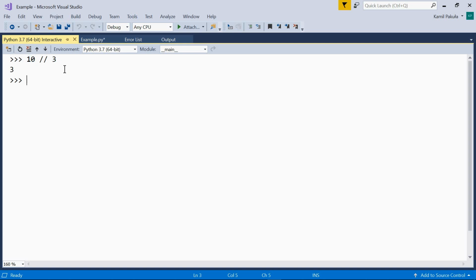Now here we have a float, 10.0, divided by 3. Here we are dividing a float by an integer, so the result is a float. How about an integer divided by a float? Again, we get a float. And now we have a float divided by another float, and the result is a float. And one more example, 5.6 divided by 2 using floor division is 2, a float.